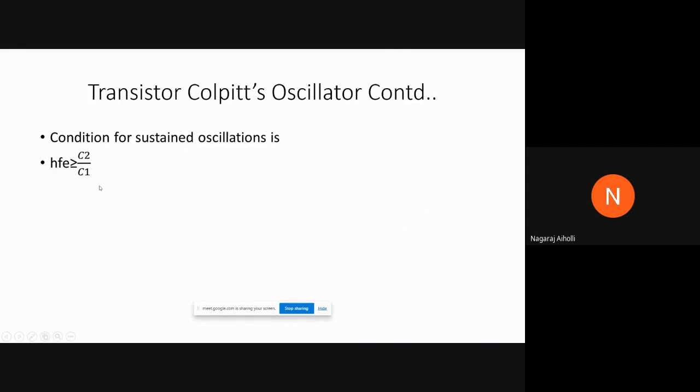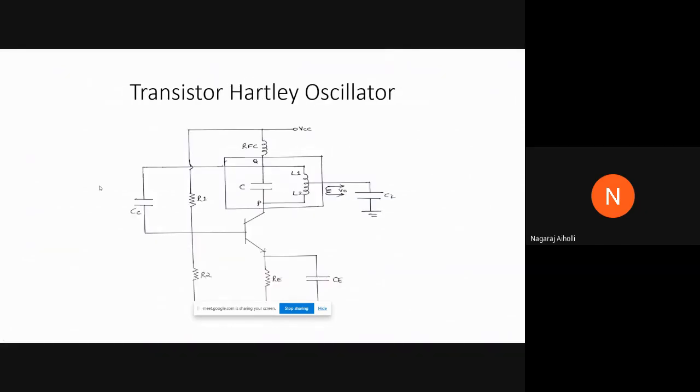Next, we will be studying transistor Hartley oscillator. So this I will be explaining here, transistor Hartley oscillator. The difference between transistor Colpitts oscillator and transistor Hartley oscillator is that in transistor Colpitts oscillator, X1, X2 are capacitors and X3 is inductance. Here in Hartley oscillator, we'll be having two tapped inductors L1 and L2, and there will be a capacitor. So this is the transistor Hartley oscillator circuit.